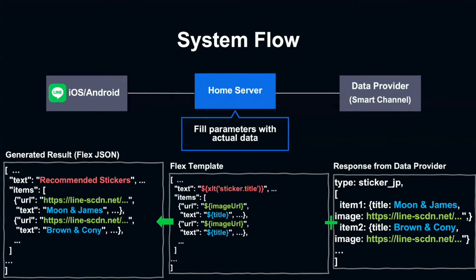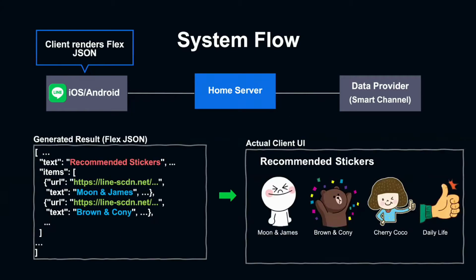Combined with the actual data, the server injects this data into the Flex template and generates the final Flex JSON. For example, here, the Moon and James title will be replaced into the title parameter in the Flex template and generate the final JSON. After the client gets the final generated result, it renders the actual client UI, like what the user can see here.